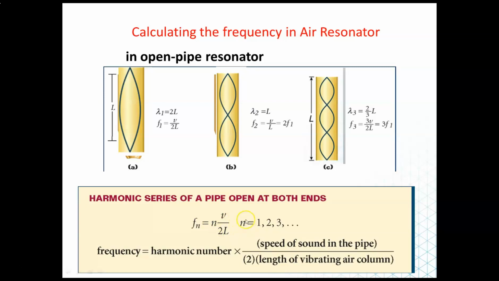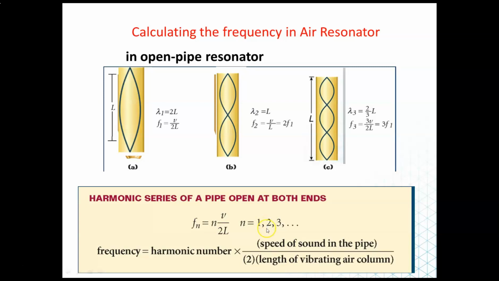Now, N is any number. We said at the beginning that the fundamental resonance, or the first harmonic, happens when N is equal to 1. So when I substitute 1 for N here, I have F1 equals 1V, where V is the speed of the sound, divided by 2 times L, which is the length of the pipe.